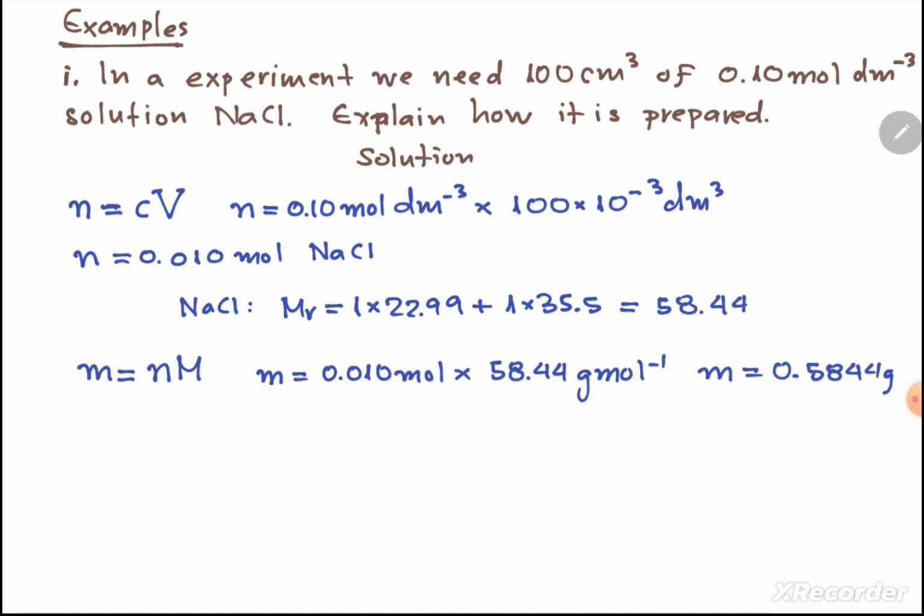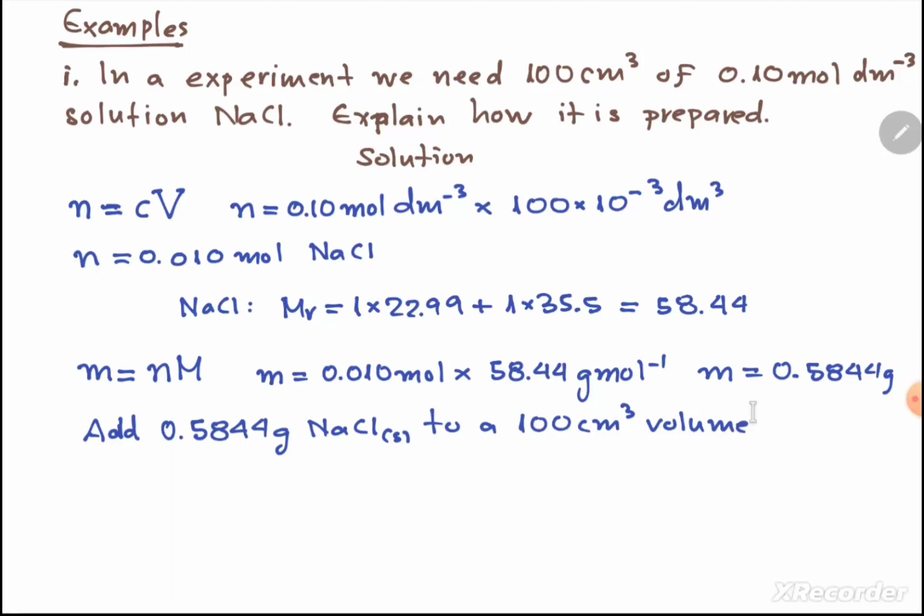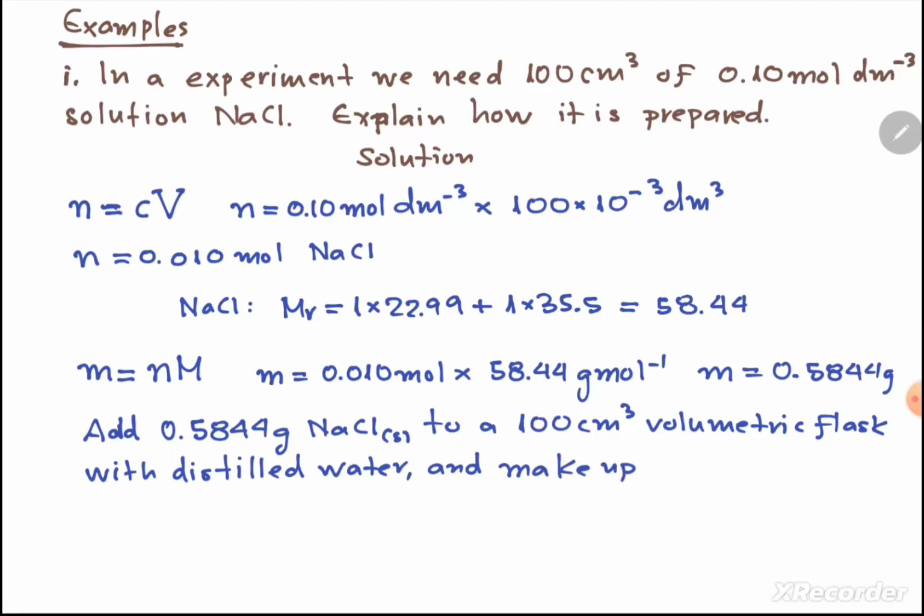So we have to add the mass we found of sodium chloride to a 100 cm³ volumetric flask with distilled water and make up to the mark with distilled water.